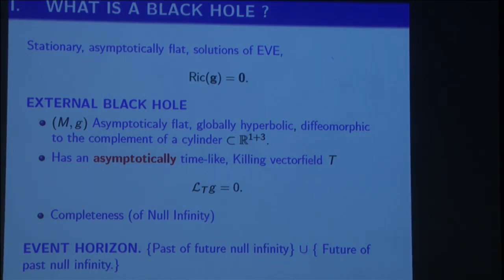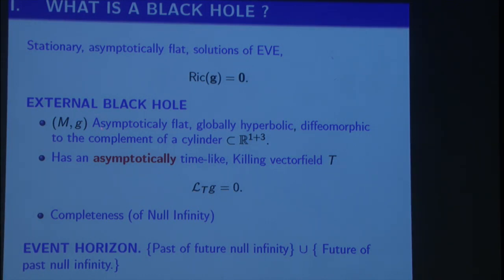Okay, so let me now talk about what is a black hole. It's a solution of the Einstein equation, which is stationary. Stationarity means the following: there exists a Killing vector field, which is time-like, but not necessarily everywhere. It's asymptotically time-like. In other words, as you go towards infinity, towards the region where the space-time is close to being Minkowski, the vector field is time-like. And we'll see that it's not necessarily time-like everywhere. But in any case, this condition defines stationarity: the Lie derivative of the metric g with respect to T is equal to zero. So there is a very simple way of defining stationarity.